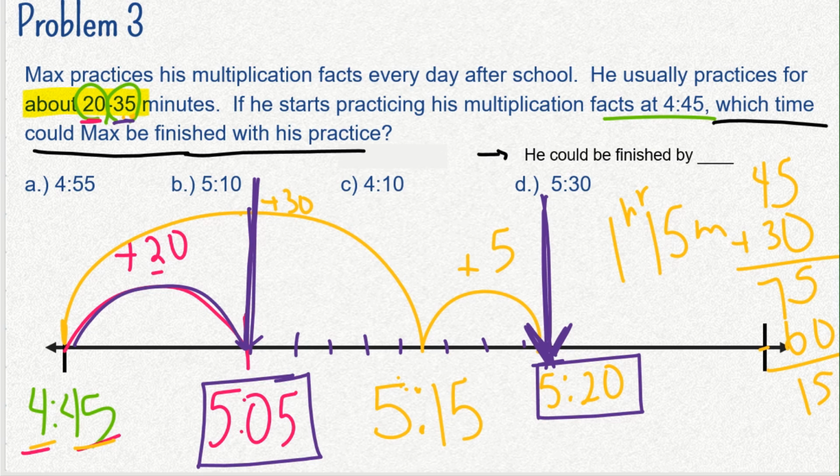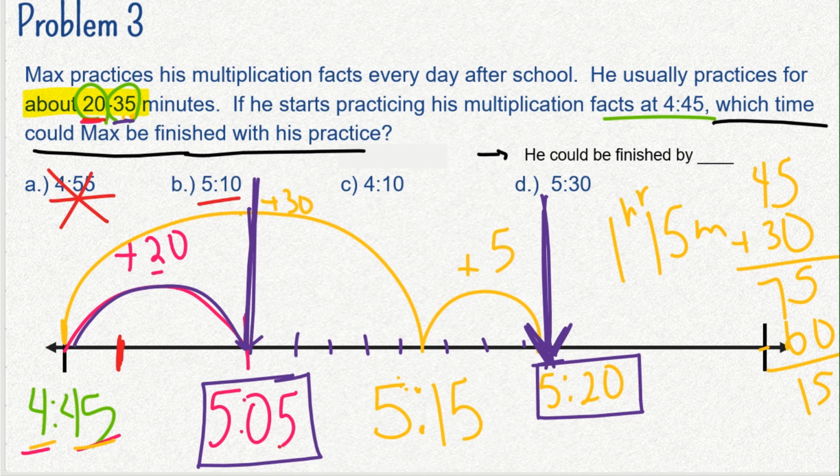So let's look at our answer choices. 4:55 would be somewhere around here. He's still practicing right here, so he's not going to finish right here. That would only actually be 10 minutes, but he practices 20 to 35. So that's not a choice.